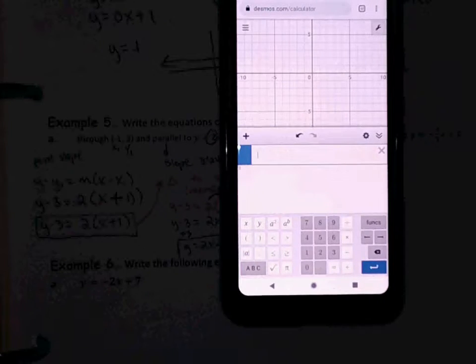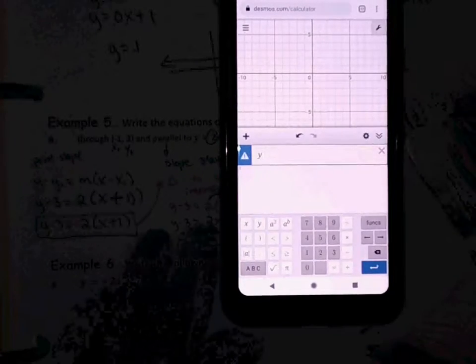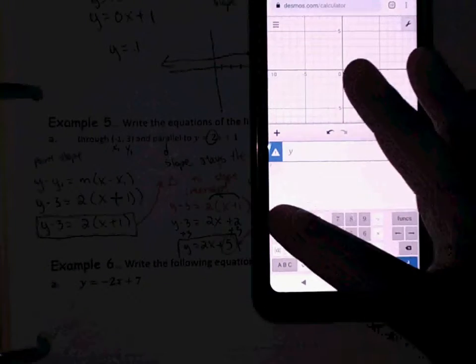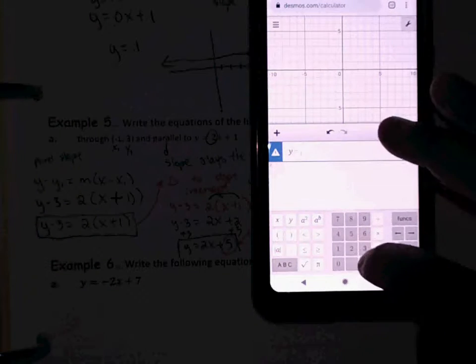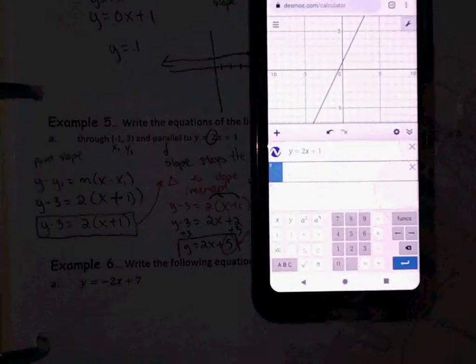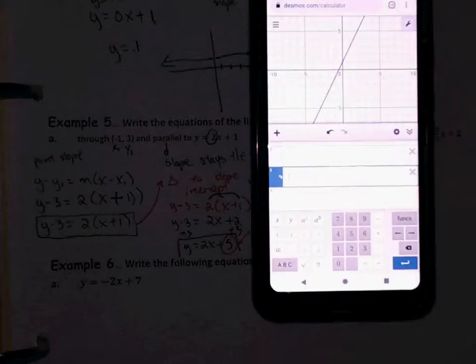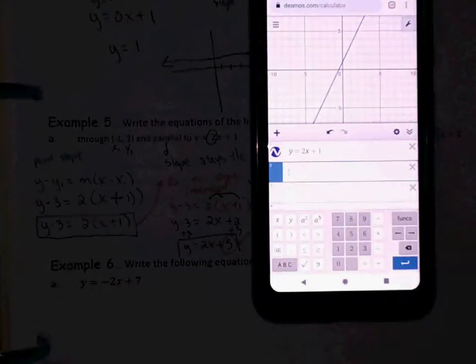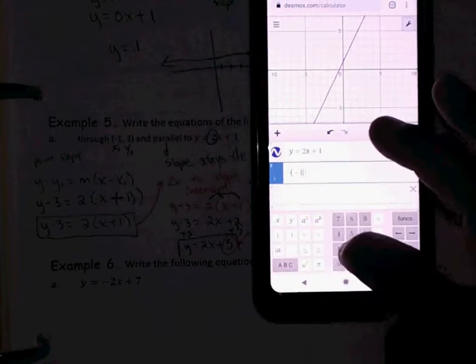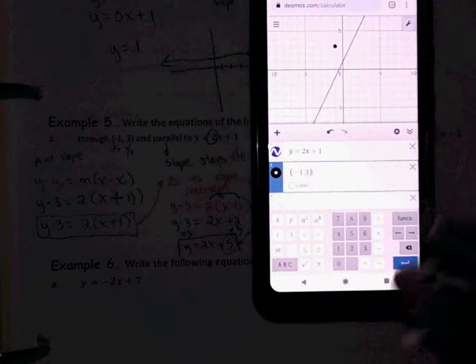When you go to Desmos, you go all the way to the bottom, graphing calculator, and then the first thing we're going to type in is the original equation that they gave us, which is y equals 2x plus 1. That's our first equation. Then I'm going to add an expression and type in the coordinates for the point that they want us to go through. I can just type it as open parentheses, -1, comma, 3, close parentheses.